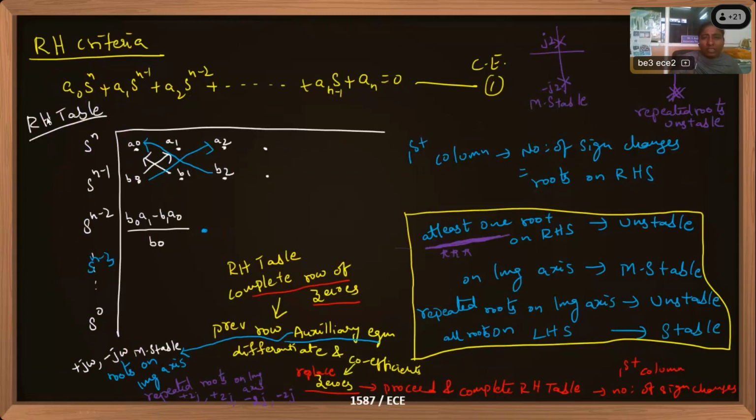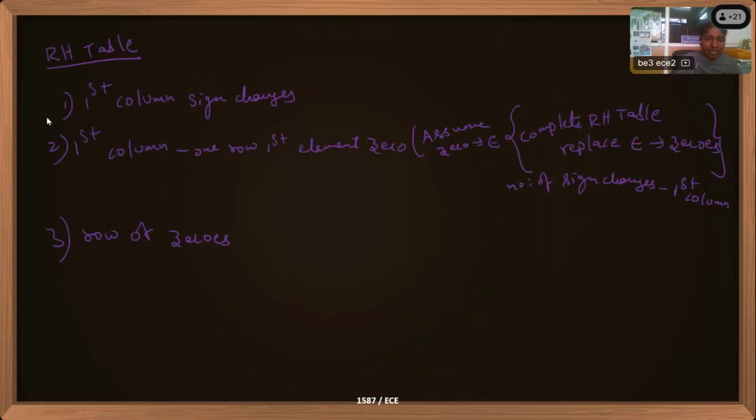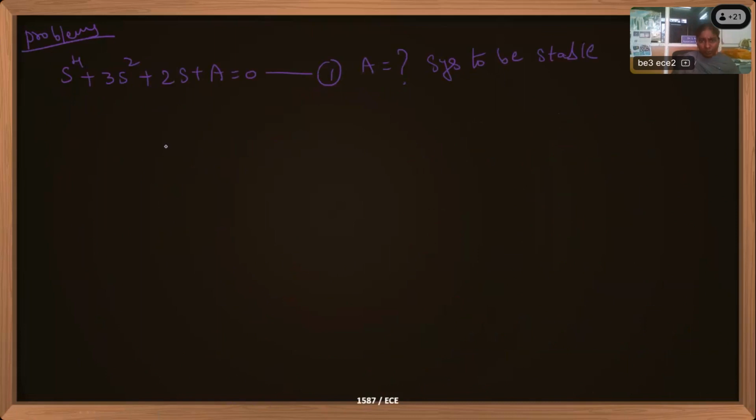Now, the problems we have seen in the regular class. I cannot tell which particular problem will come, but there is a possibility of problems. They may give you the characteristic equation s^4 + 3s^2 + 2s + A = 0. Find the value of A for the system to be stable. Complete the RH table. The number of sign changes in the first column is the number of roots on the RHS. When you operate on that, the value of A will come.